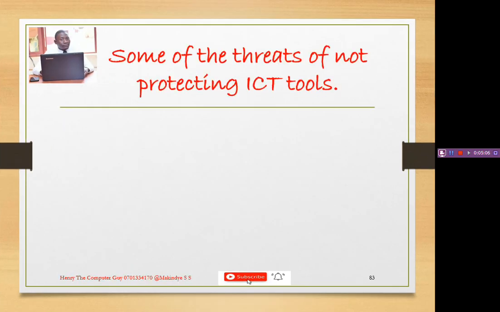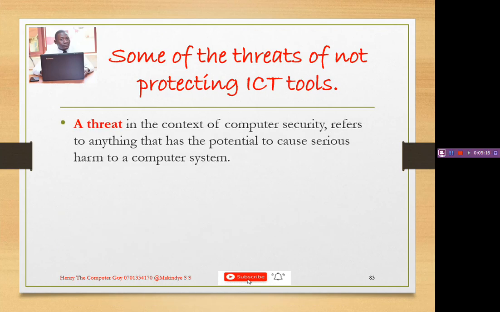And we have some of the threats of not protecting ICT tools. We are going to be looking at those threats. But before we look at the threats, let's define what a threat is in ICT. A threat in the context of computer security refers to anything that has the potential to cause serious harm to a computer system. If anything has a potential of harming your computer system, then we call it a threat. If it has the potential of destroying the information you have on your computer, then it becomes a threat.